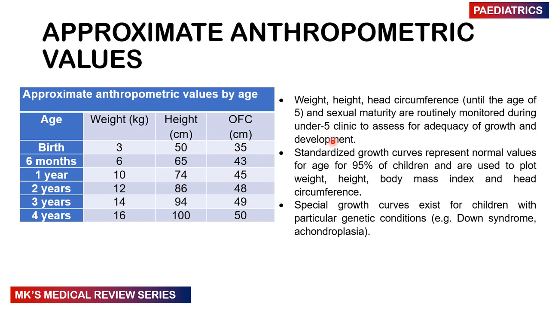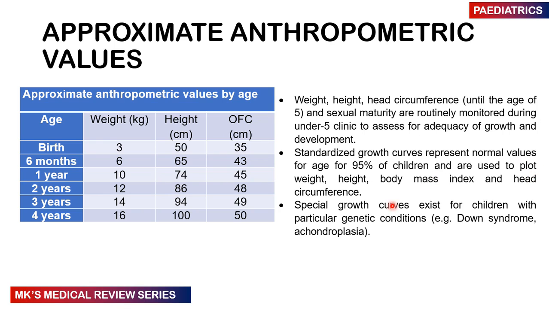Remember that we measure the weight, the height, the head circumference up until a child is roughly around 5 years, along with sexual maturity. We measure these things routinely at the under 5 clinic to ensure that the child is growing and developing. Then we plot these on the standard growth curves, which represent the normal values for the age of 95% of the children. And then we should plot the weight, the height. Some under 5 cards even have the body mass index and the head circumference.